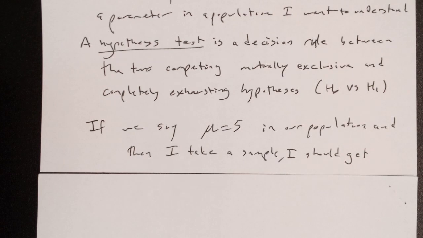So I can say my hypothesis is either the mean is 5, I'm right, that's my null hypothesis, or the alternate, it's not 5. But when I go do a sample, what do I see in my sample?